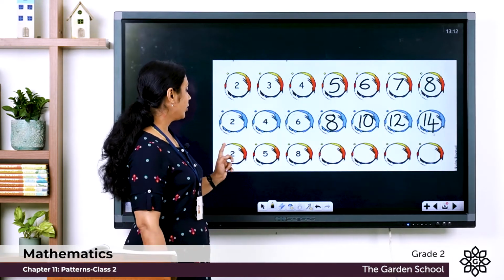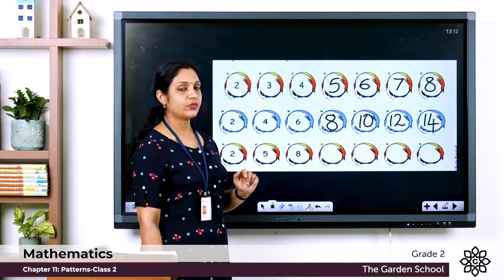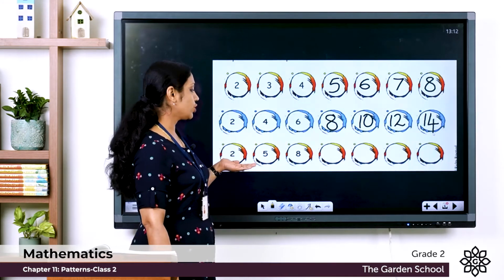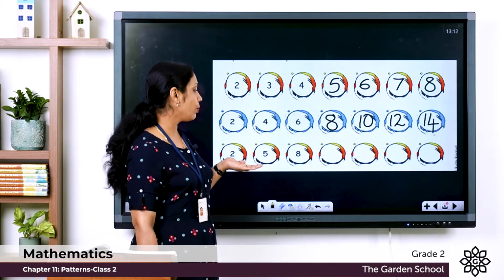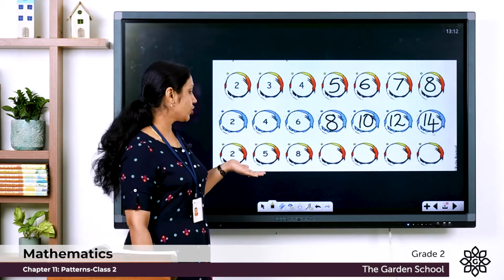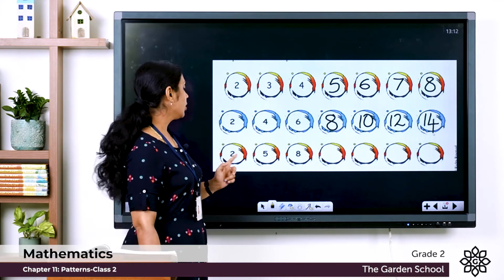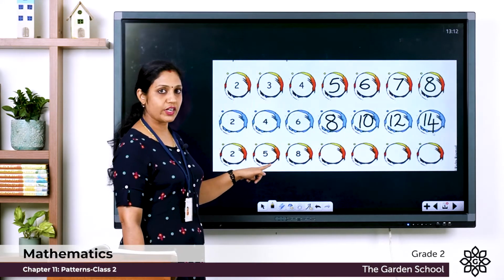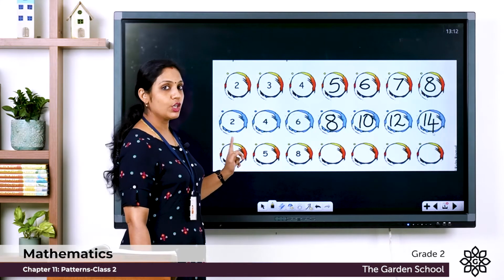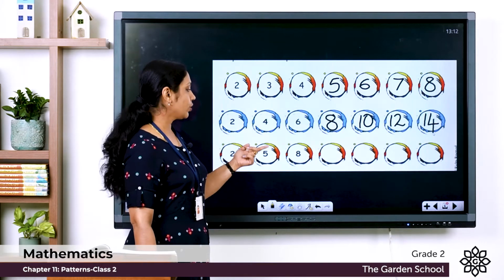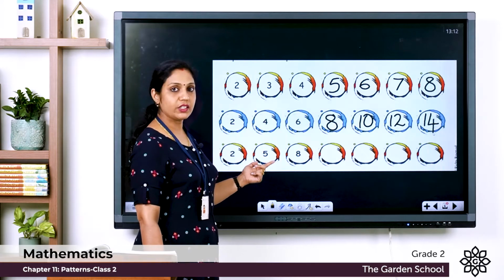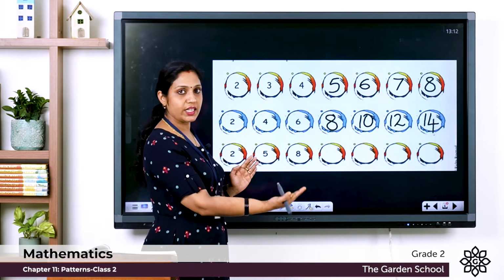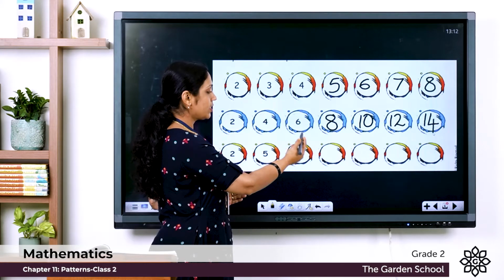The next we have 2, 5, 8. So let's take the first two numbers. We have 2 and 5. We have to find out by how much these numbers are increasing. Which number is added to get the next number. So 2 plus 1 is 3. 2 plus 2 is 4. 2 plus 3 is 5. So here we have got the number 5. So we have to add the number 3 with this 5 to get the next number. So 5 plus 3 is 8.